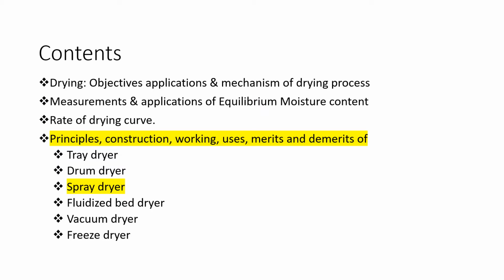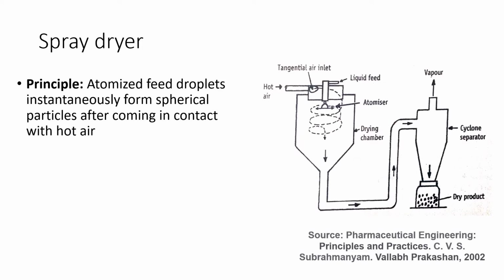So far we have discussed in the drying chapter the objectives, applications and mechanism of drying process, followed by the measurement and application of EMC. We have discussed the rate of drying curve and the principle, construction, working, uses, merits and demerits of tray dryer and drum dryer both. In this video, we shall talk about the spray dryer.